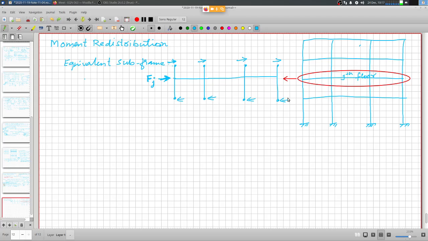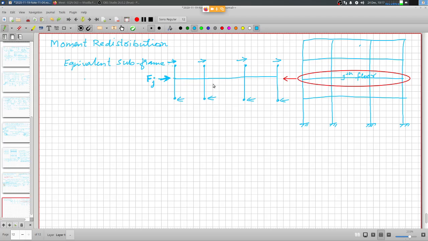at these levels. So this is the equivalent substitute frame that you can use, and one round of moment distribution will allow you to calculate the bending moments for use in design.